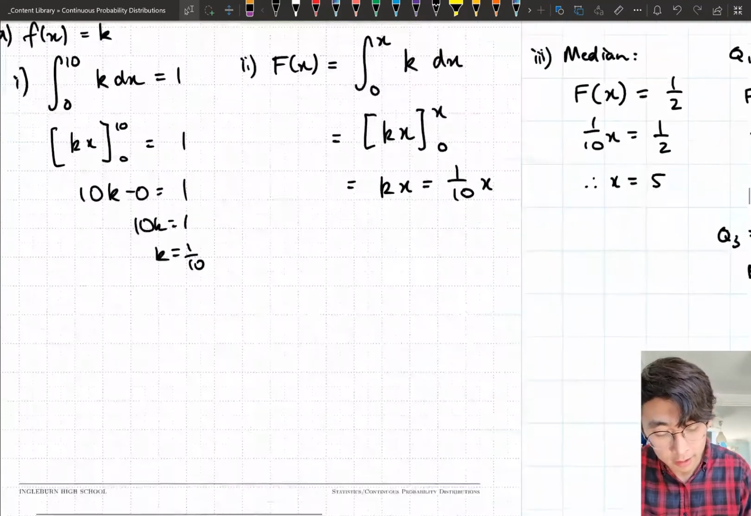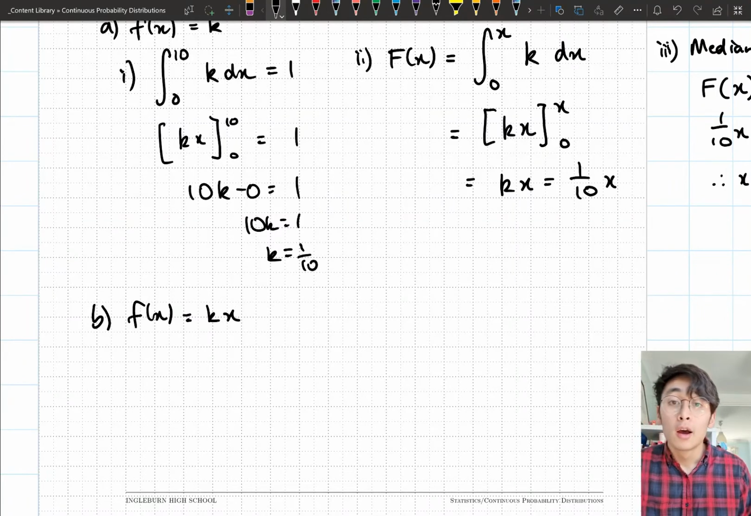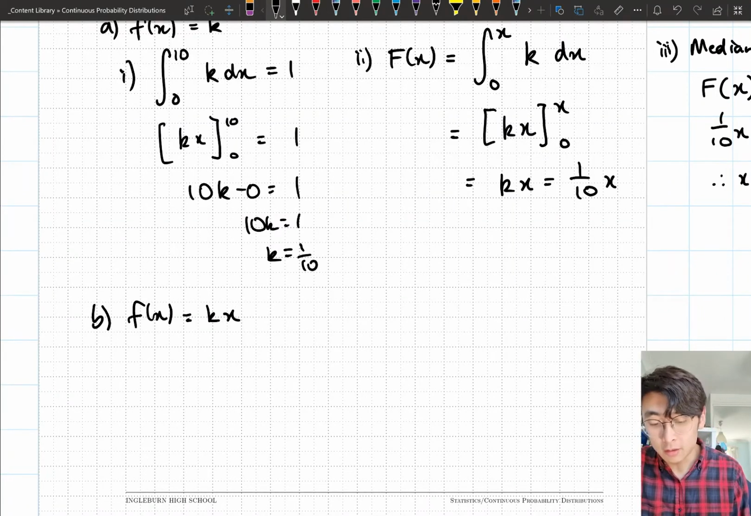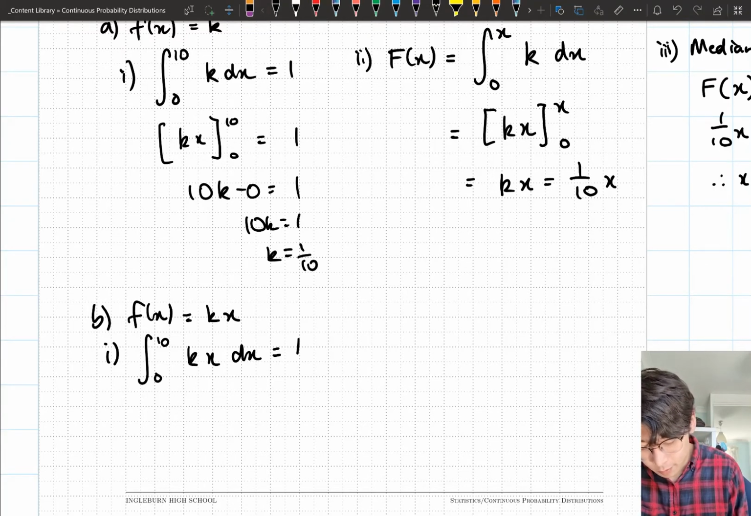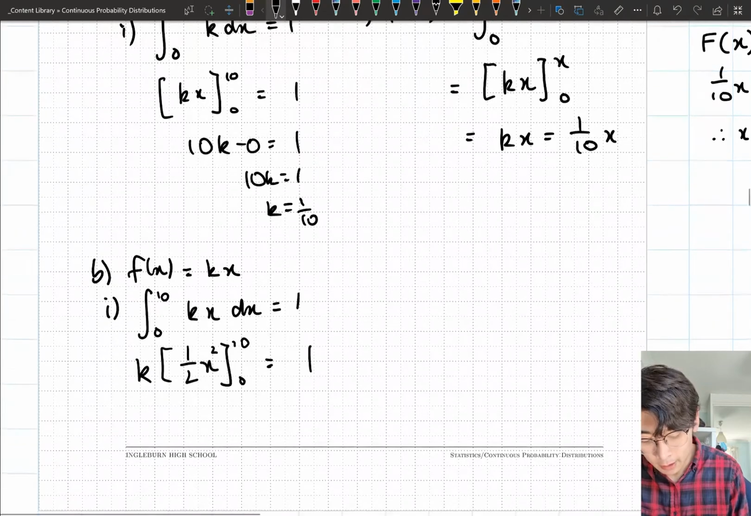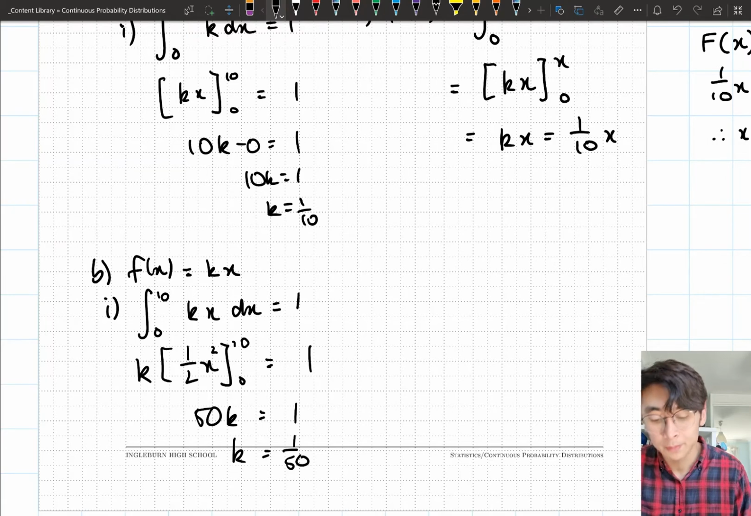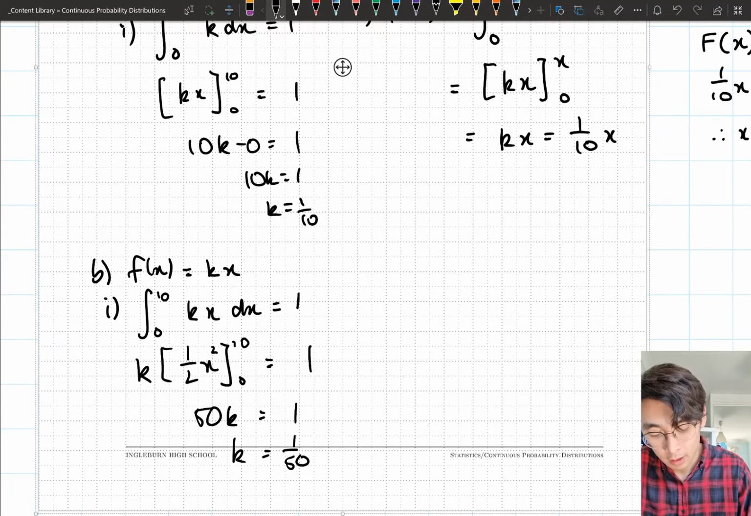Now, this one is a little bit different. So here, this is f of x is equal to kx. Let's just check the value of k in order for this to be a valid probability distribution. So if I integrate from 0 to 10 of kx, that needs to equal to 1. So actually, I'm going to move the k out. So it's just going to be integral of half x squared, 0 to 10 is equal to 1. And so that means that 50k needs to equal to 1, so k needs to equal to 1 over 50. So that's just me integrating, substituting those values in, and rearranging and solving for k.